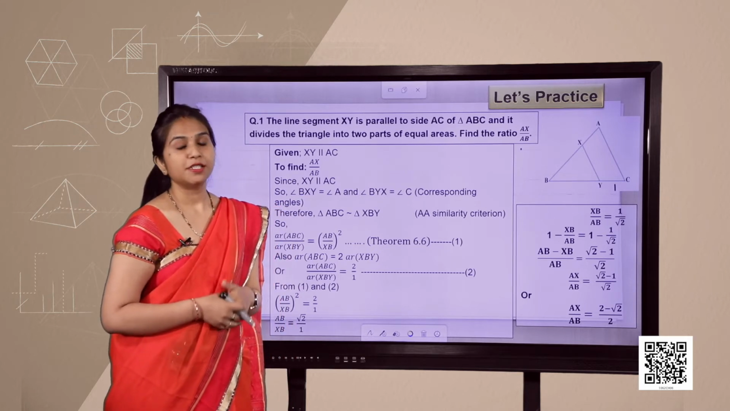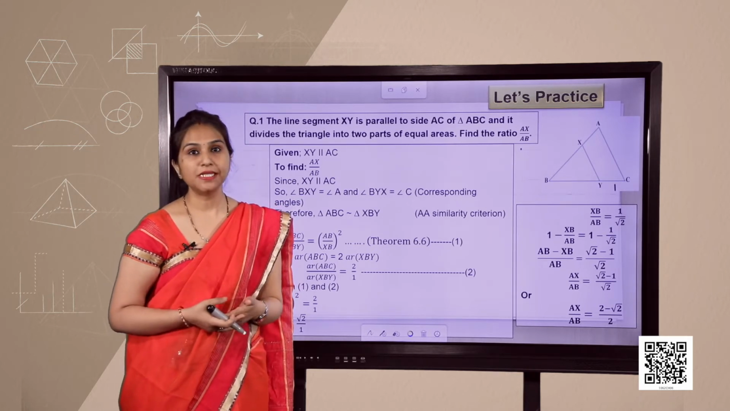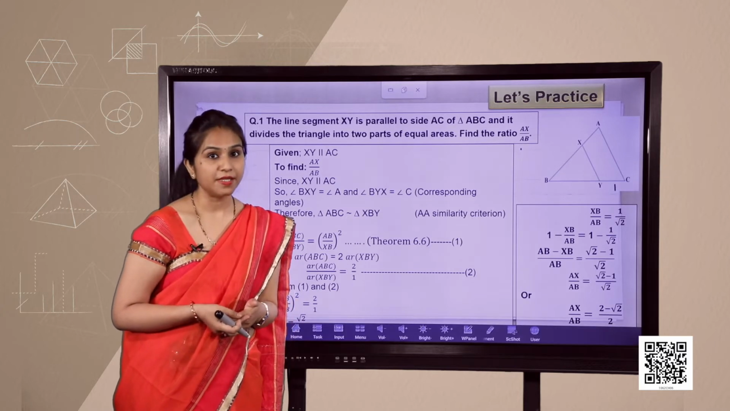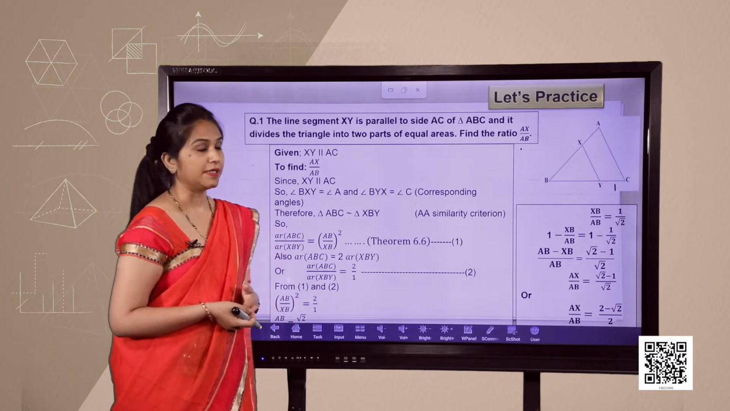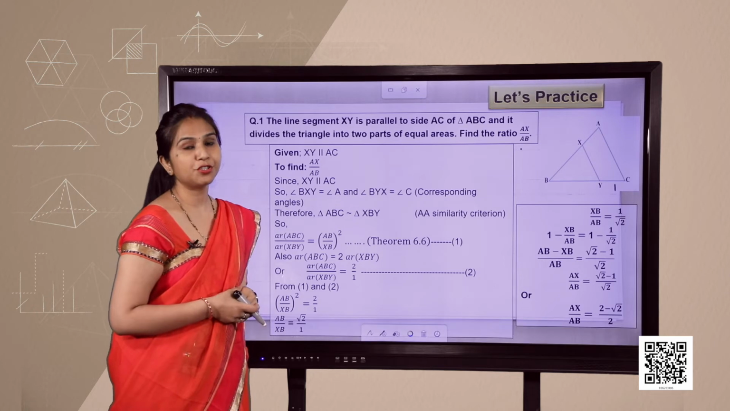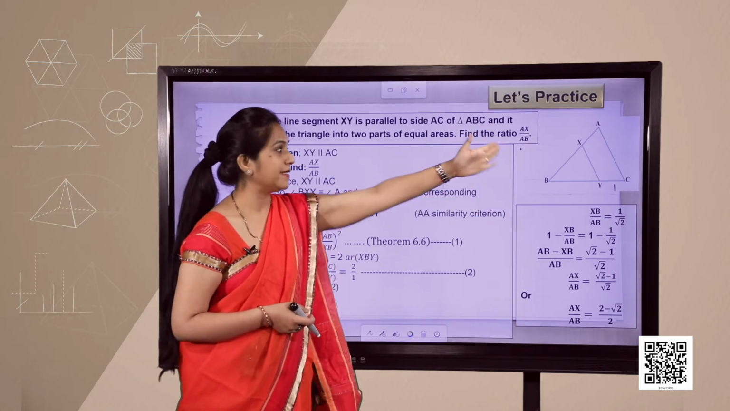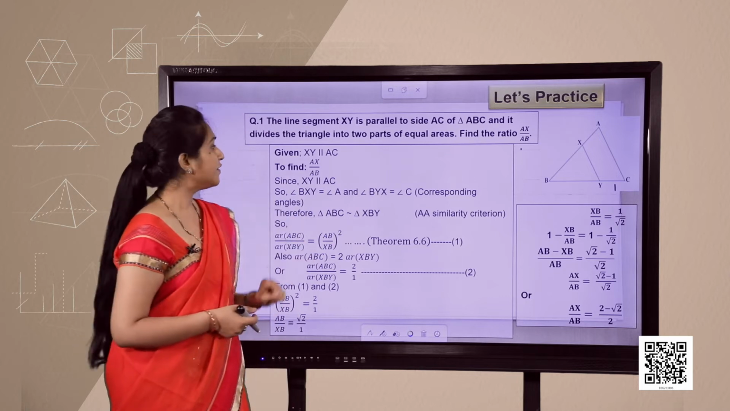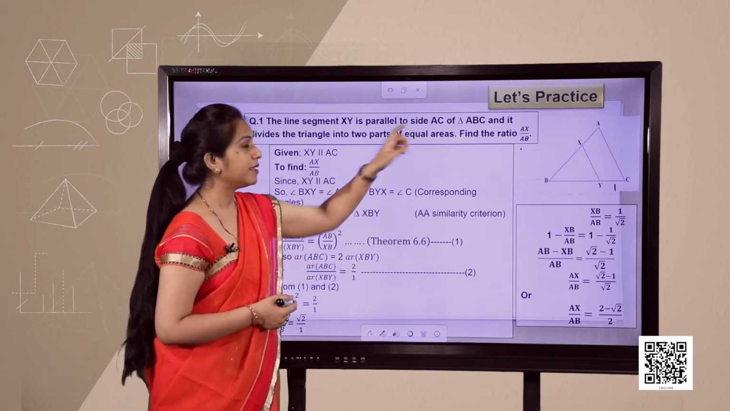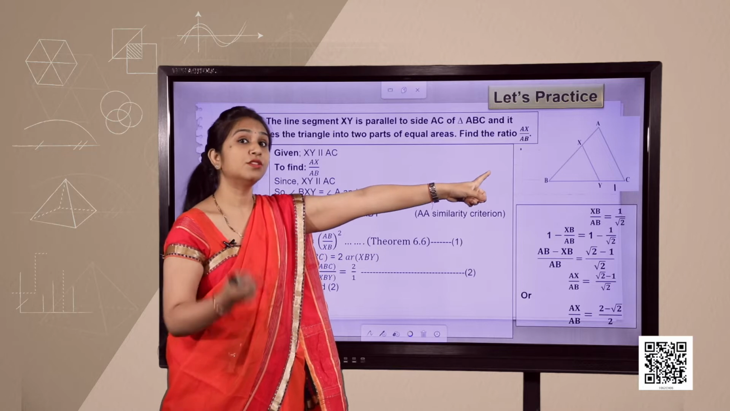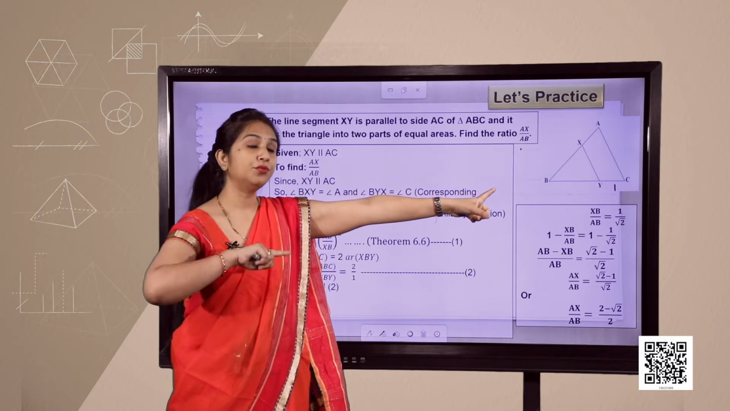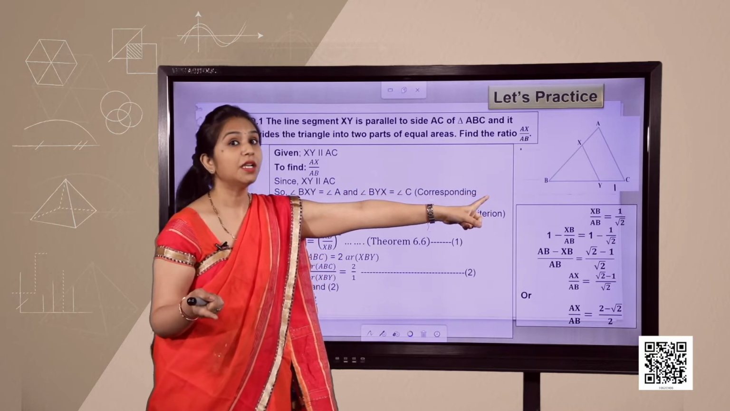So, let us start. Whenever we have such questions, we will always start with the given things. So, let us write down the given things. Here, the thing which is given to you is this line XY is parallel to AC, first thing. Second thing which is given to you is that this line XY also divides the whole triangle into two equal parts, that is of equal area.